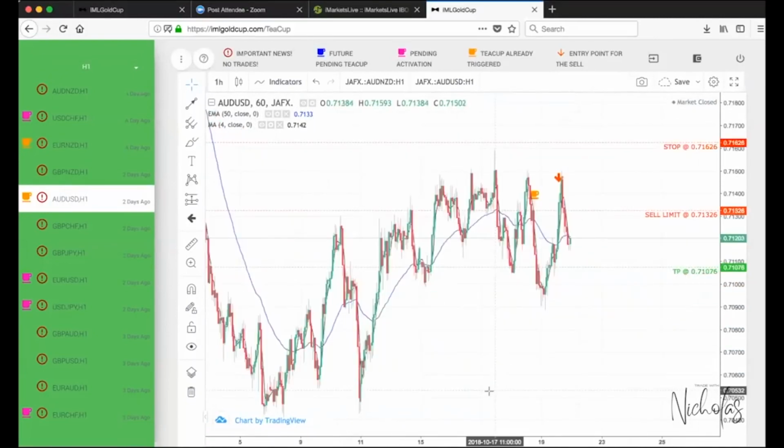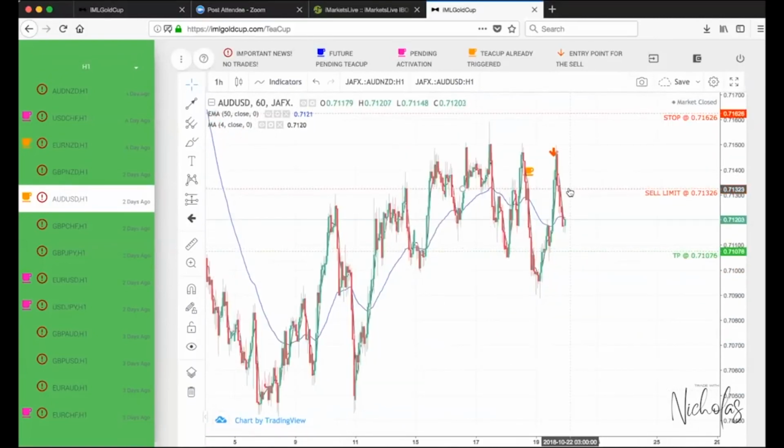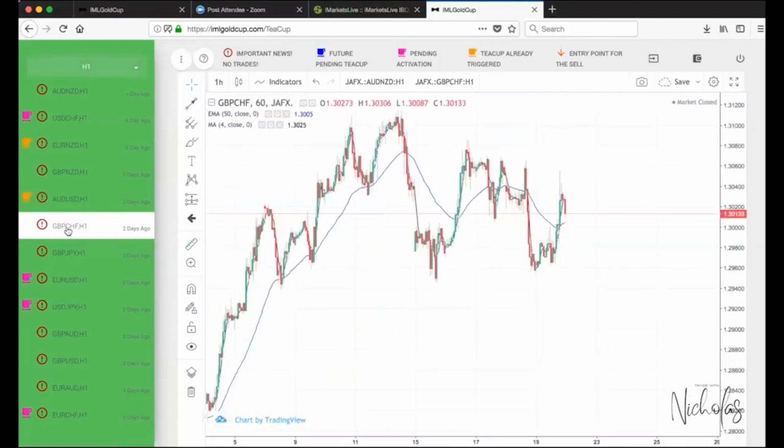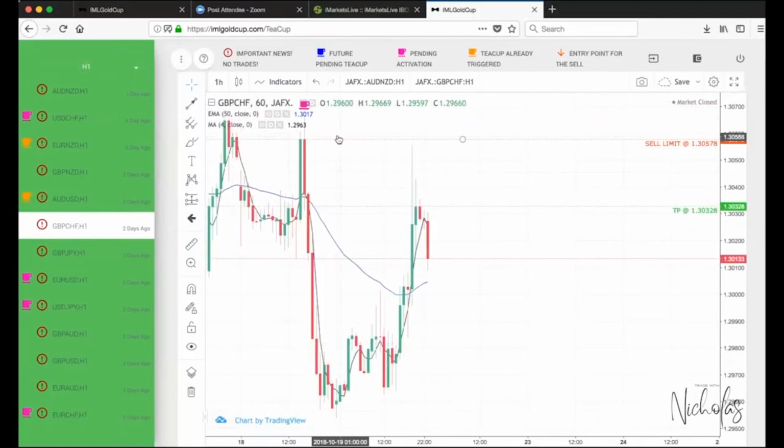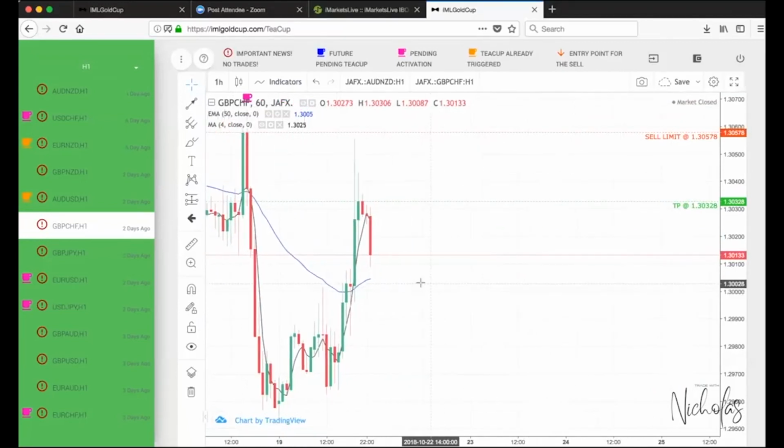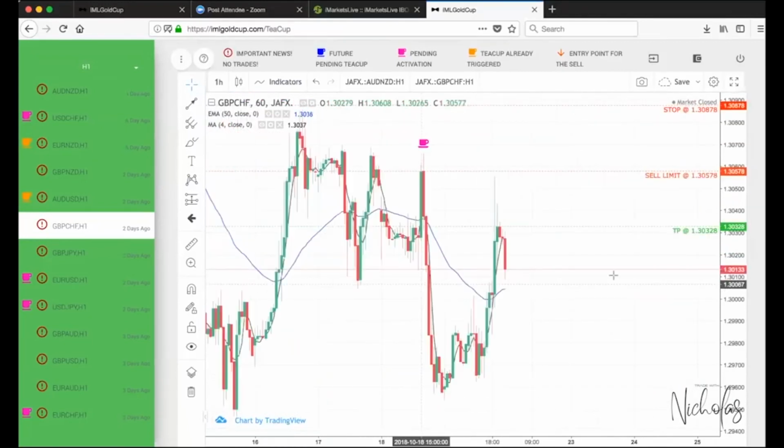Now this trade has already traveled how many pips, guys? You seeing this pattern? It was already triggered. This is already going 17 pips. I'm not taking that one. GBP CHF. It hasn't triggered yet. This would be a good one to put in.